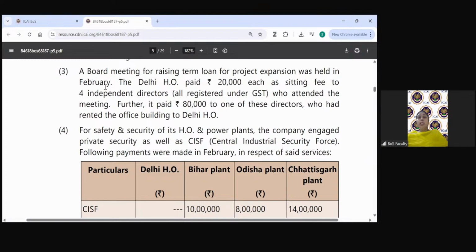The second point was that it should be in the capacity of director only. The service should be supplied in the capacity of director only, and it should not be in his personal capacity. Now, what is the example of the personal capacity? The example of personal capacity is the next information, which provides that the 80,000 rupees have been paid to one of these directors who had rented the office building to Delhi HO. Now, the director has rented out a commercial building to the company. So whether it will be taxable under reverse charge under the entry of director services, which we are discussing: no.